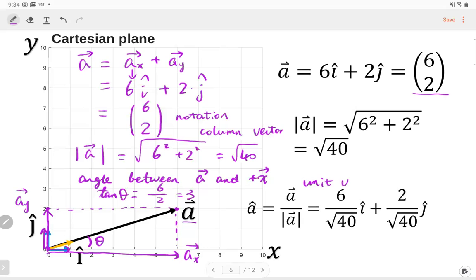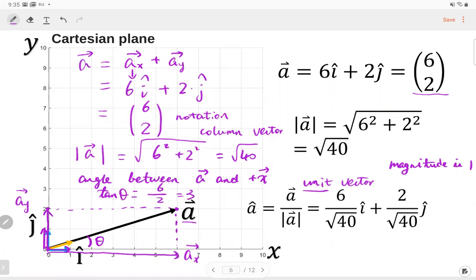Okay, one more thing I want to talk about is the unit vector for the vector A. Unit means the magnitude is 1. If the magnitude is 1, then we call this vector a unit vector. But the direction depends on whose unit vector we're talking about.